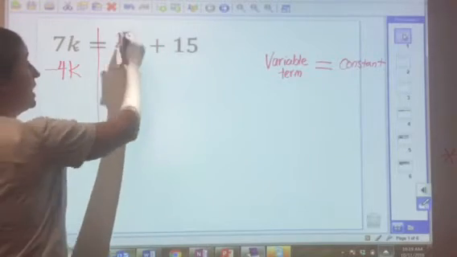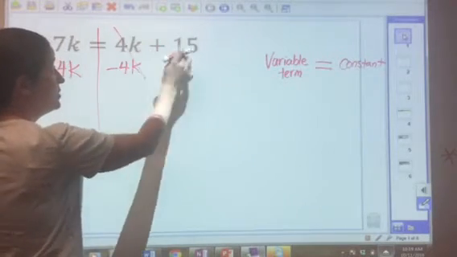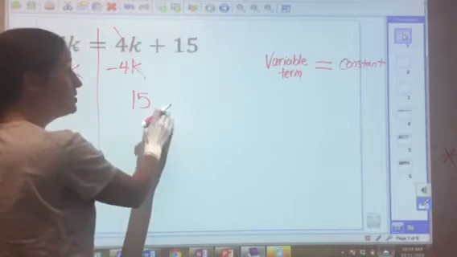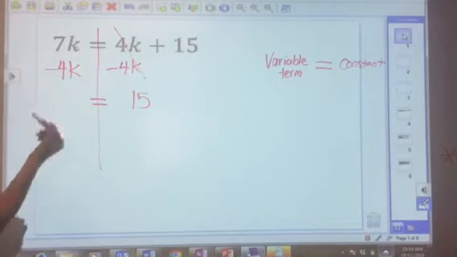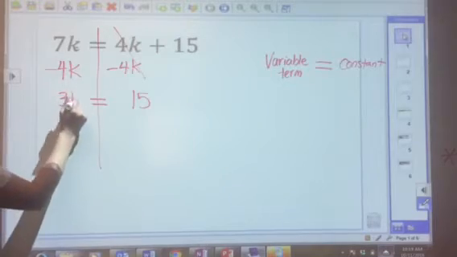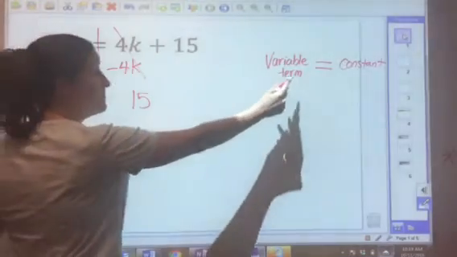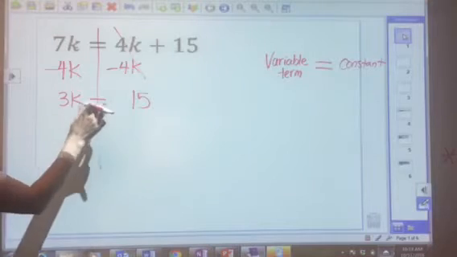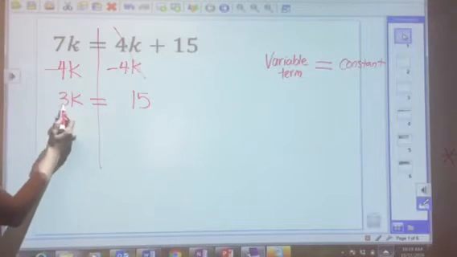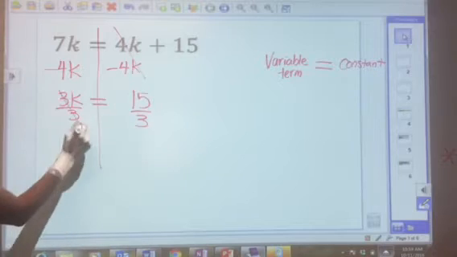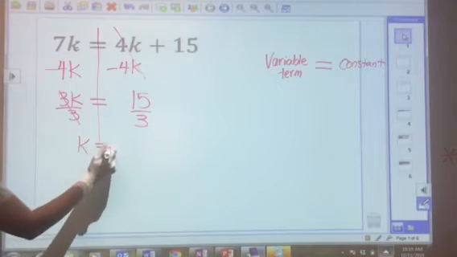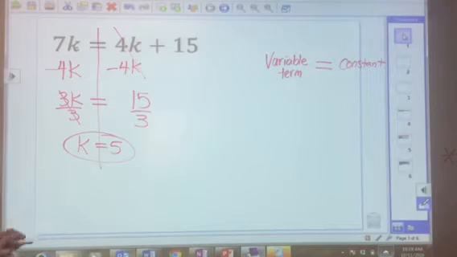4k minus 4k is 0. 0 plus 15, so that leaves me with my constant on this side of the equal sign. And then subtract 4k from 7k and I get 3k. Now I am set up where I have a variable term equals a constant. I can do the inverse of multiplication, which is division. Divide both sides by 3 and we get k equals 5.